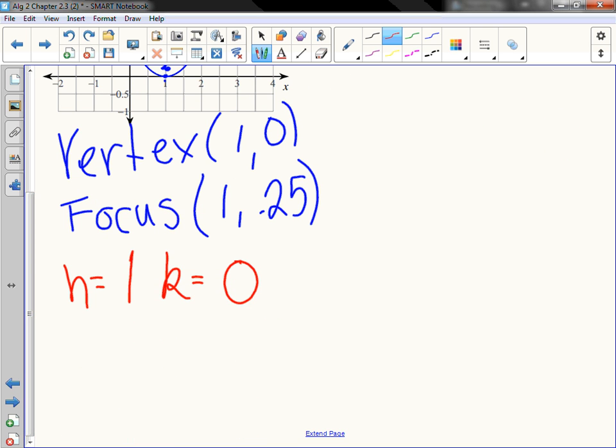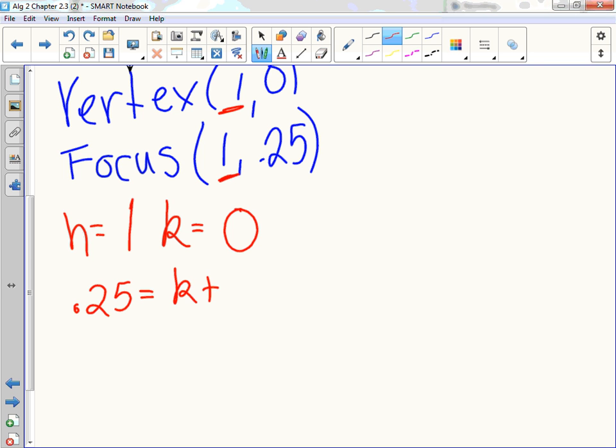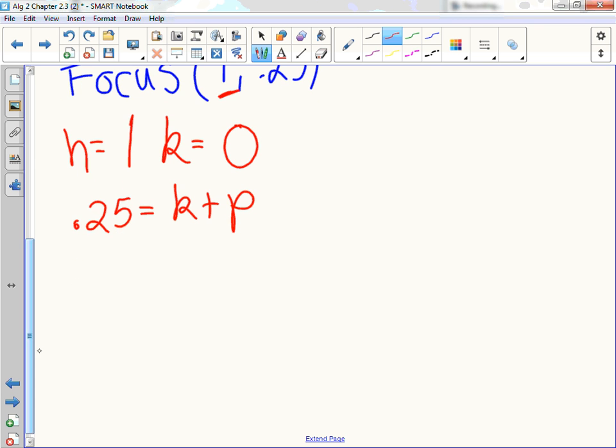Now when we look at the focus and vertex, because the first value is the same, 1 and 1, this is talking about y equals. Now what we need to find is the value of p. So 0.25 is equal to k plus p. What's the value of k? 0, isn't it? Well, 0 plus p is the same as just having p. So the value of p is 0.25 for this one here.